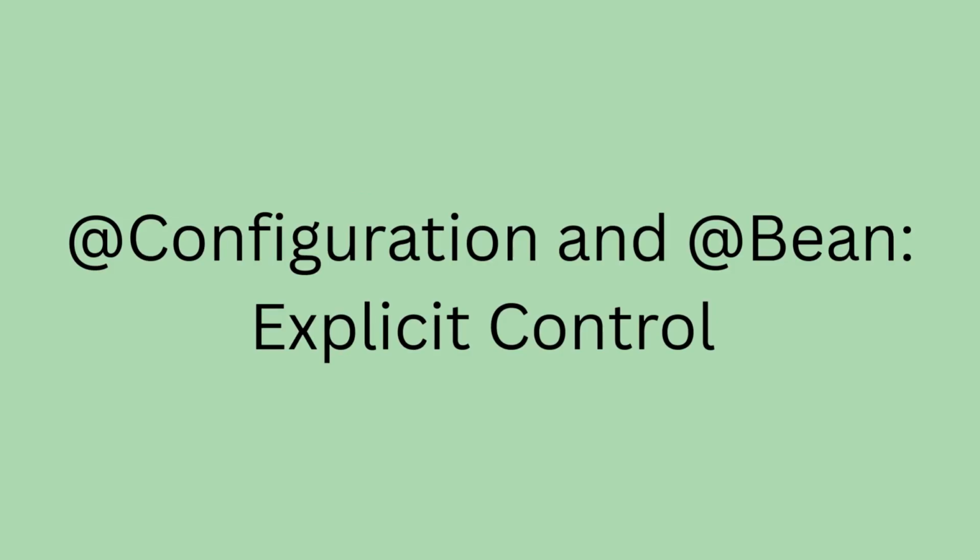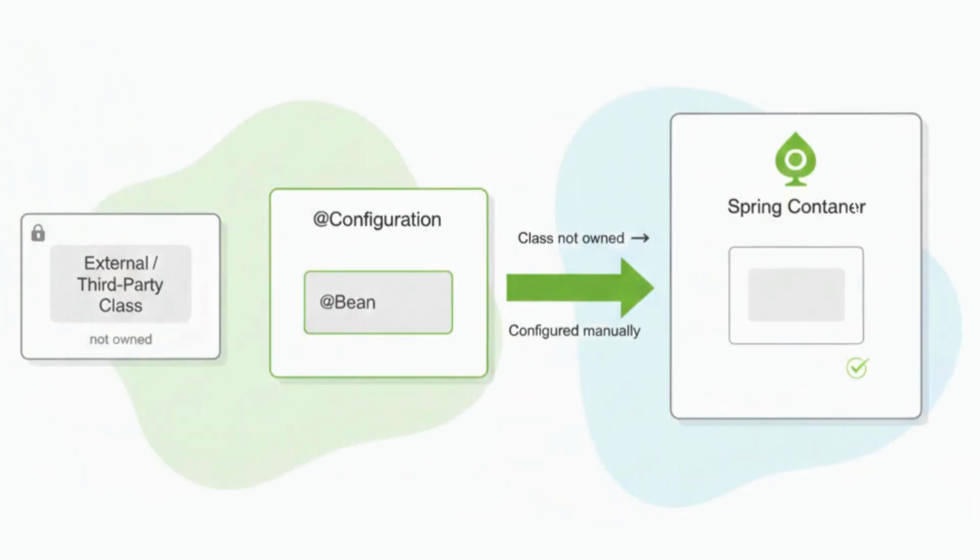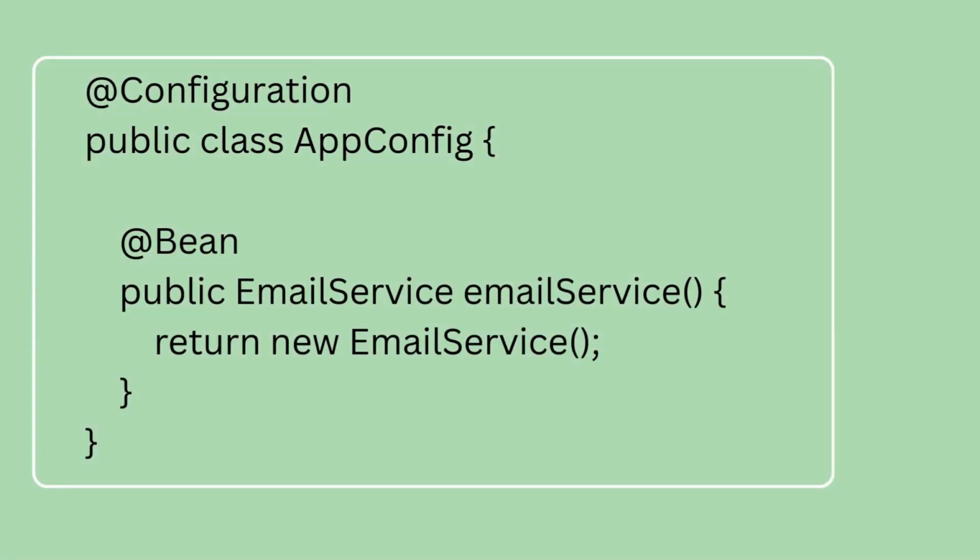@Configuration and @Bean annotation. Sometimes you don't own the class, sometimes you want full control. That's when you use Java-based configuration. For example, the AppConfig class is annotated with @Configuration, which tells Spring it is a configuration class. We have created an emailService method which we annotated with @Bean, which tells Spring how exactly to create the object, and Spring still manages its lifecycle.